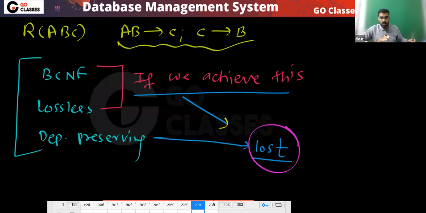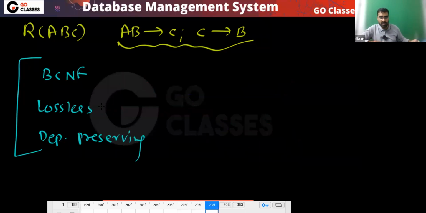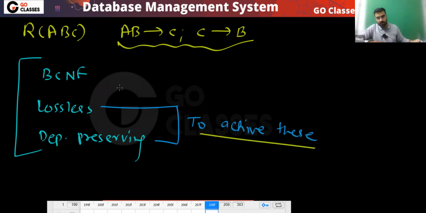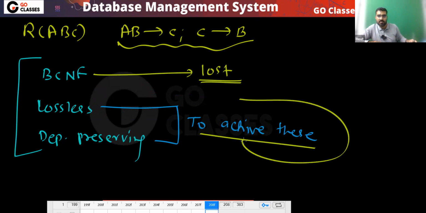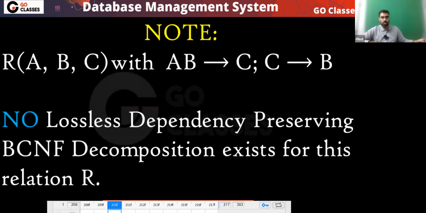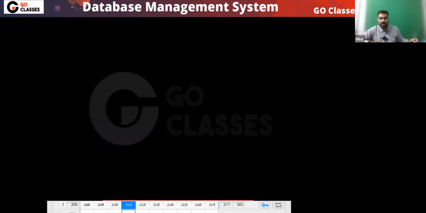So anyway, these FDs are lost. And if you achieve these two, then what will be lost? If you achieve this, then this BCNF will be lost. So some trade-off we have to make. You can notice for this question, no lossless dependency-preserving BCNF decomposition is possible. Nothing exists for this question.